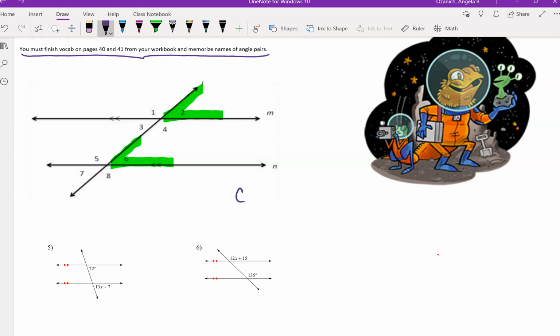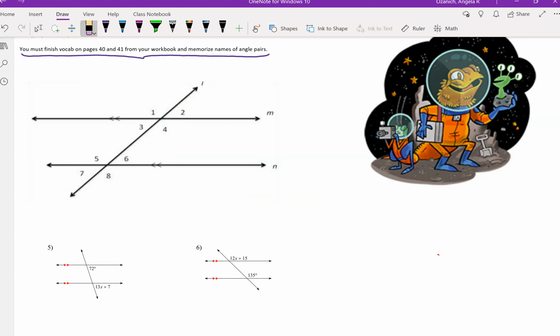On the assignment that you were working on in Schoology, it does matter if you spelled the words correctly. So I would refer to your workbook pages if you are having trouble memorizing the spelling. Okay, so those are corresponding angles. That was one that is a little bit tricky.